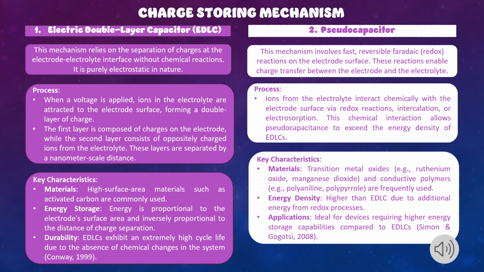The key characteristic is materials. Transition metal oxides, for example ruthenium oxide, and conductive polymers, for example polyaniline, are frequently used. Next, the energy density: higher than EDLC due to additional energy from the redox processes. And lastly, the applications: ideal for devices requiring higher energy storage capabilities compared to EDLCs, according to Simon and Gogotsi, 2008.